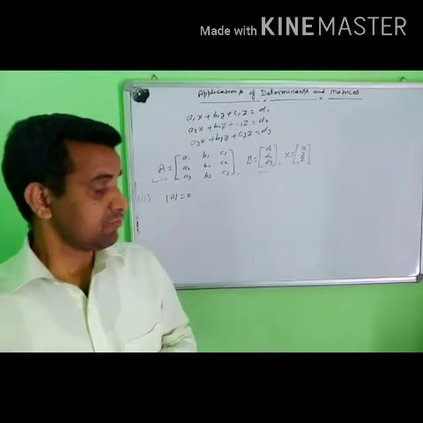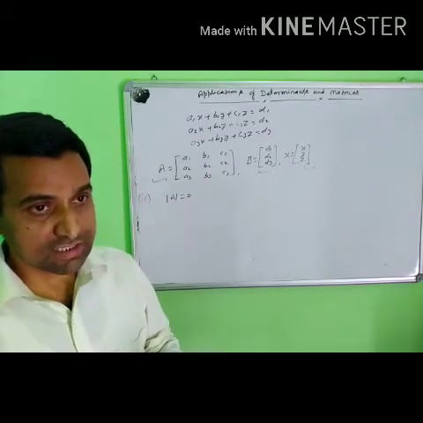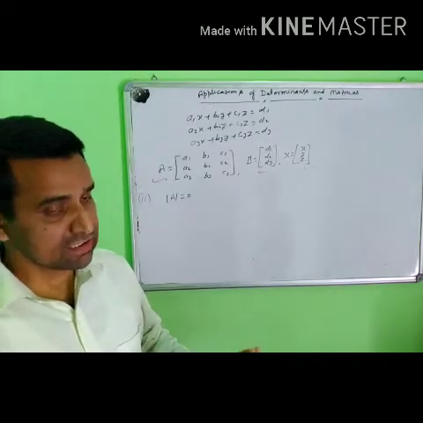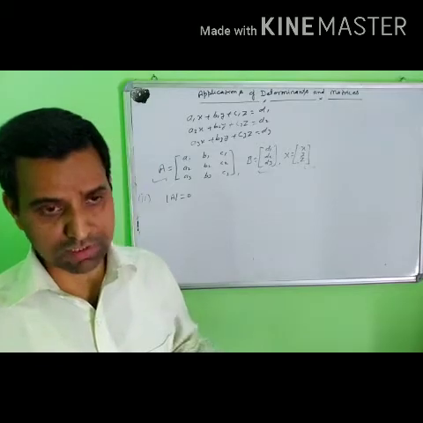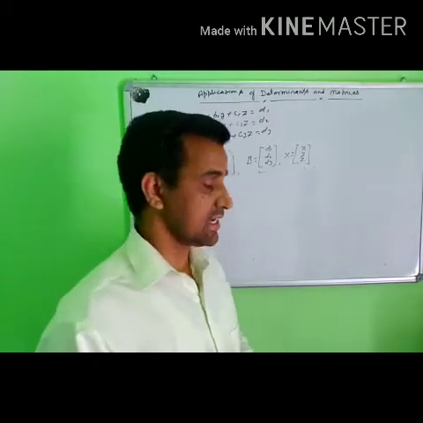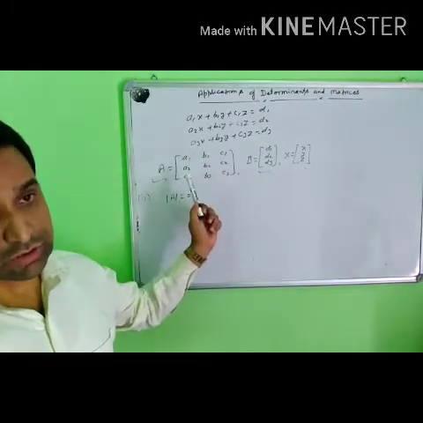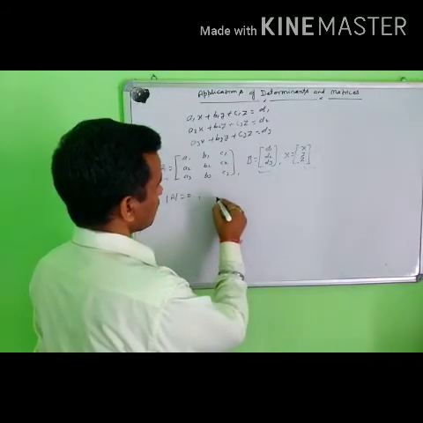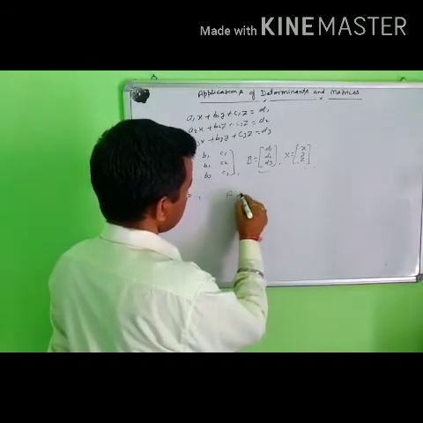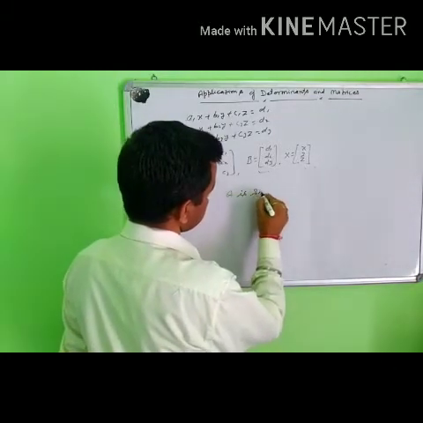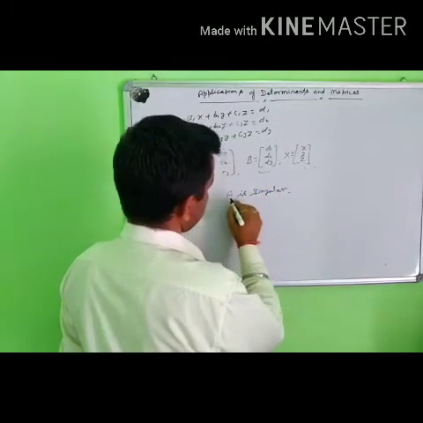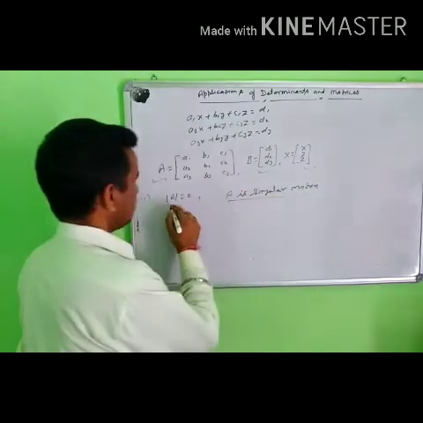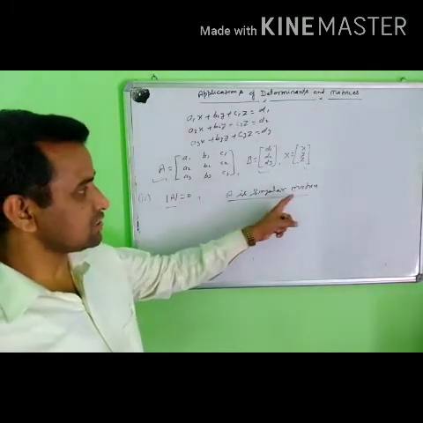Yes students, the first point is clear, how to solve this. If the system of linear equations is consistent, meaning the matrix is non-singular, then you can easily find the values of x, y, z. No problem there. But in the second case, if the matrix is a singular matrix, meaning the value of the determinant is 0, that means matrix A is a singular matrix.